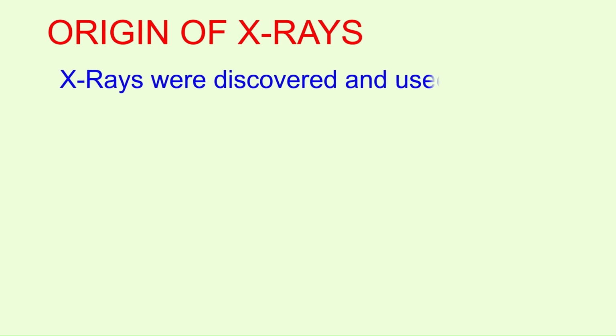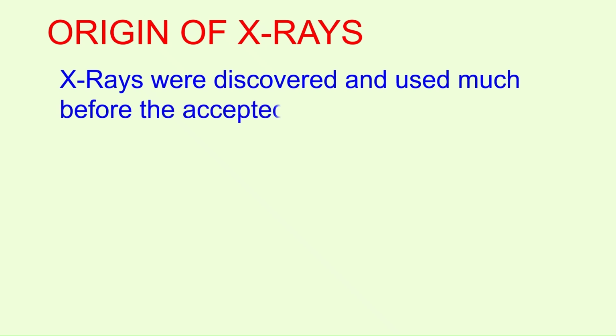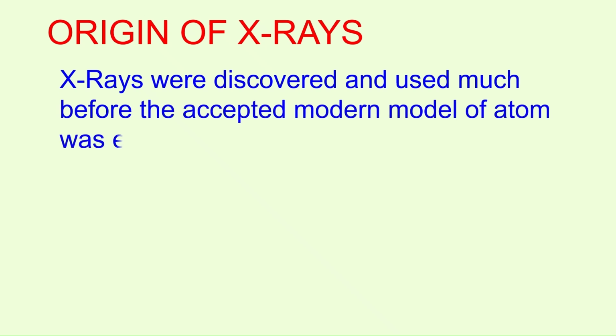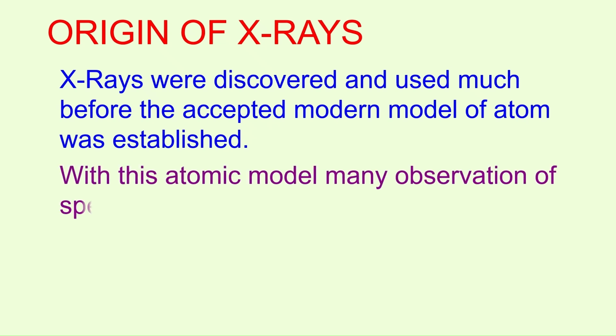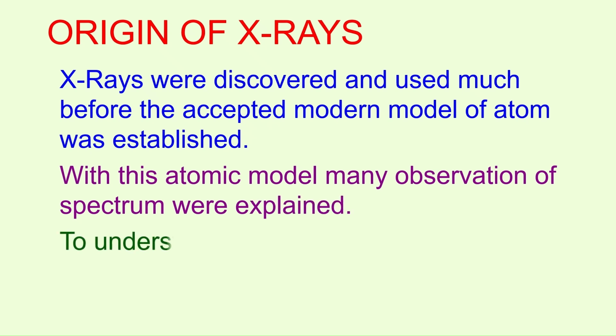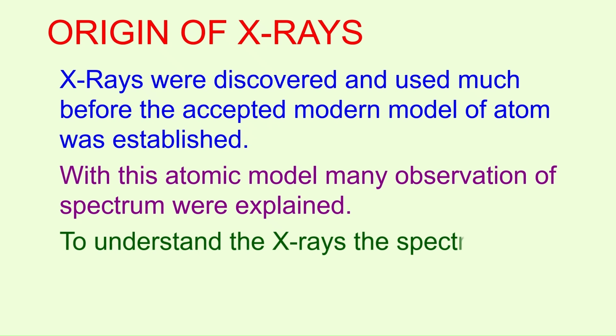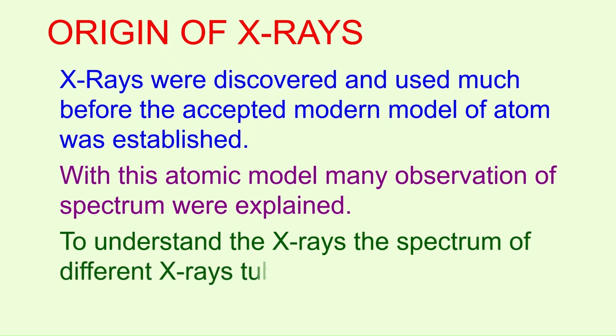Origin of X-rays. X-rays were discovered and used much before the accepted modern model of the atom was established. With this atomic model, many observations of spectrum were explained. To understand the X-rays, the spectrum of different X-ray tubes were studied.